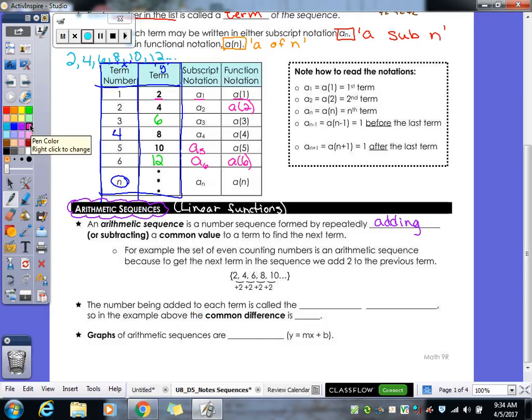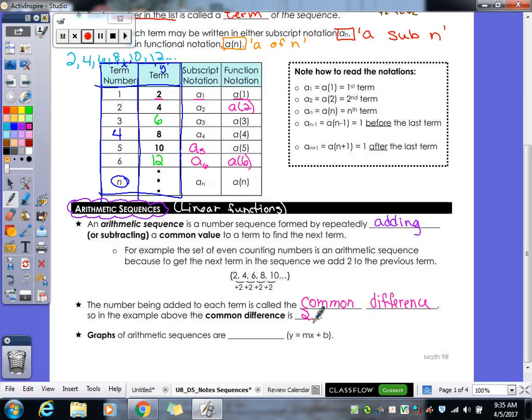So, for example, the set of even counting numbers we were dealing with, 2, 4, 6, 8, and 10, is an arithmetic sequence because you're always adding 2 to get you from one term to the next, as we talked about. So the number being added to each term is called the common difference. So in our example there, our common difference is a 2. Because you're adding 2 each time to get you to the next number.